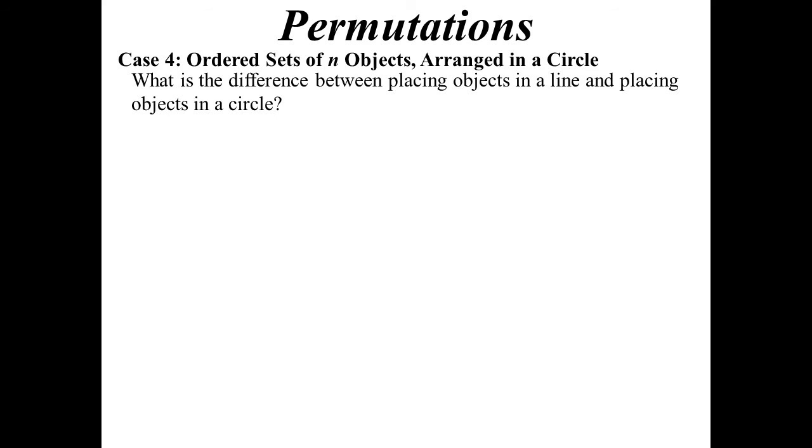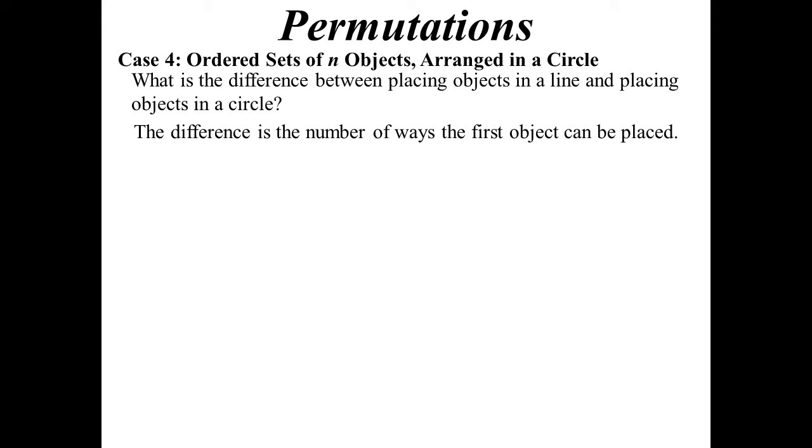We're going to look at the fourth situation with permutations that we look at, and that is if we're arranging things not in a line but in a circle. And how does that change the situation? So it all comes down to the very first object that you end up placing.